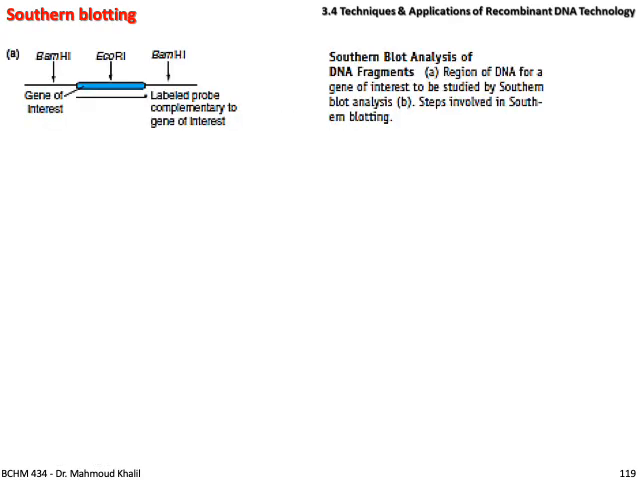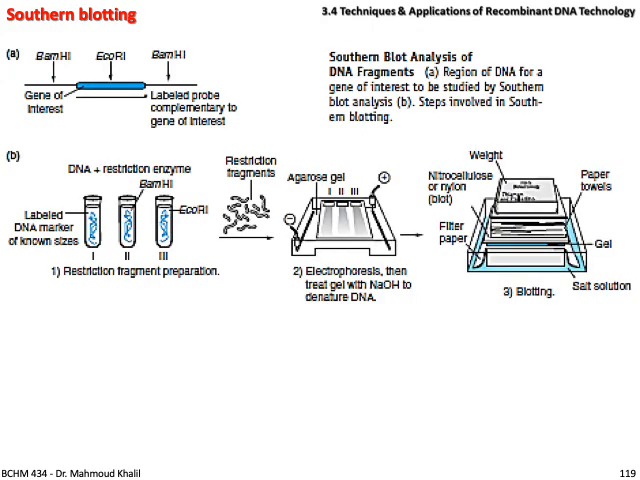So if we continue with Southern blotting, you can see here that you have a gene of interest that has an EcoR1 site in the middle and a BamH1 site at the end. Once you do the restriction enzyme digestion, the first lane is labeled DNA marker of known size, in the second one you do restriction by BamH1, and in the third one you do restriction with EcoR1. Actually EcoR1 is cutting inside the gene, while BamH1 doesn't cut inside the gene.